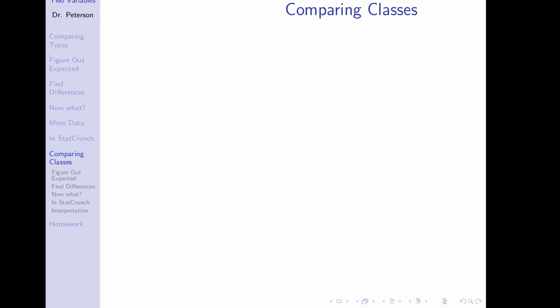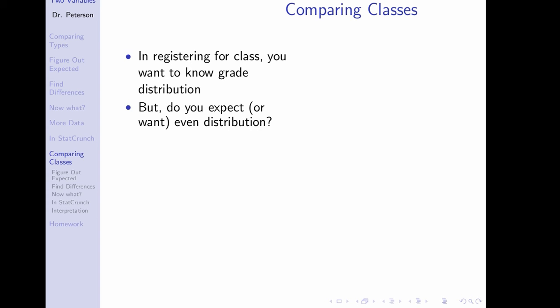Let's look at another example of a chi-square test on two variables. So in registering for a class, you probably want to know the grade distribution. But do you expect or want an even distribution? And you probably don't, and there's some reasons for that. And we'd probably expect with grade inflation, maybe there's more A's than there are D's, but we could test and see. But what's the bigger concern?